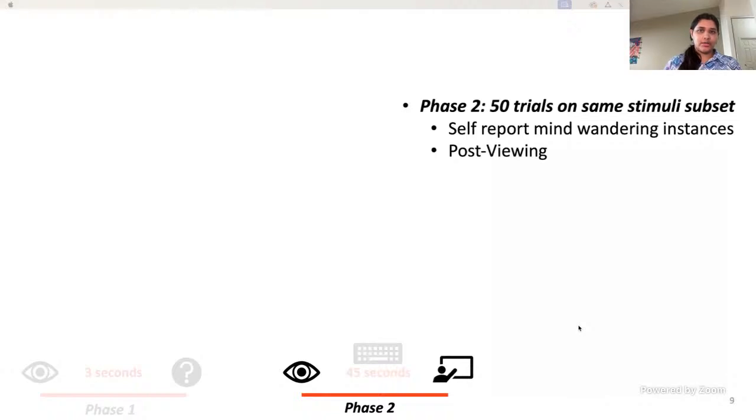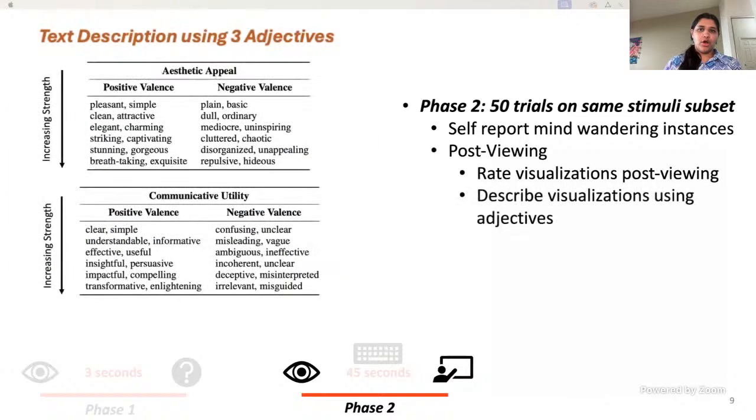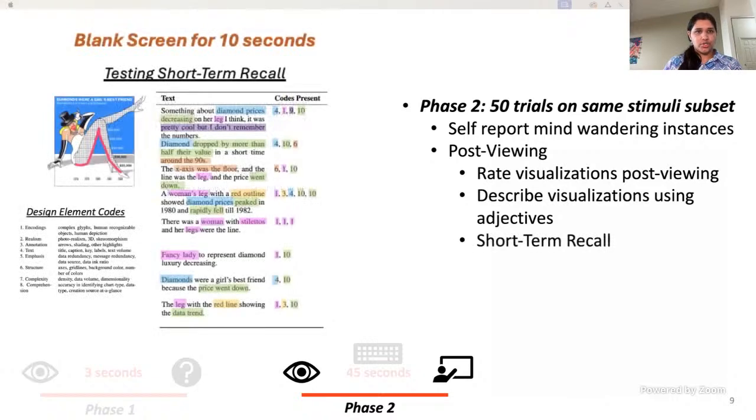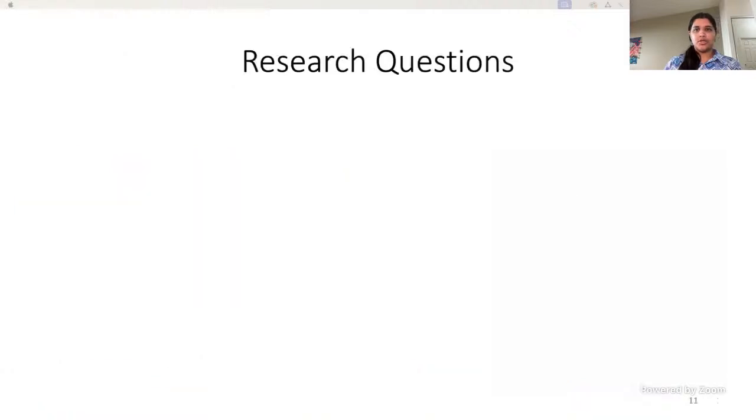Post-viewing, we collect Likert ratings using previously validated metrics. We also ask participants to verbalize their impressions of the visualization using adjectives, and these are transformed into 2D vectors based on the strength and valence of the terms used. For short-term recall, we also elicit and code this as vectors based on the mention of different design elements, personal opinions, or trends in the recall. Finally, 1 week later, in the last phase, we test their long-term recall using a visual recognition task on the stimuli set.